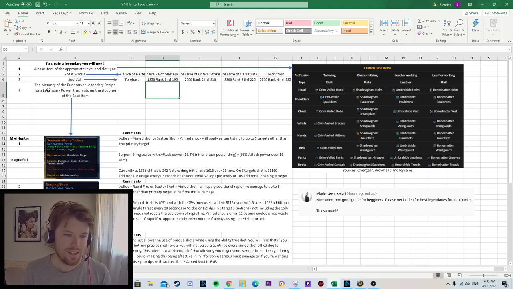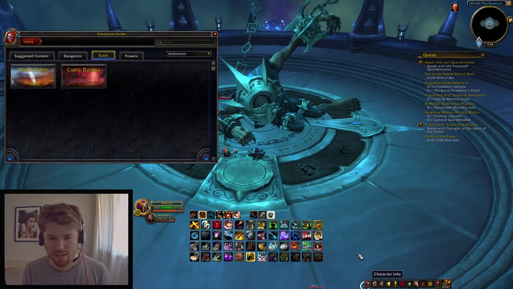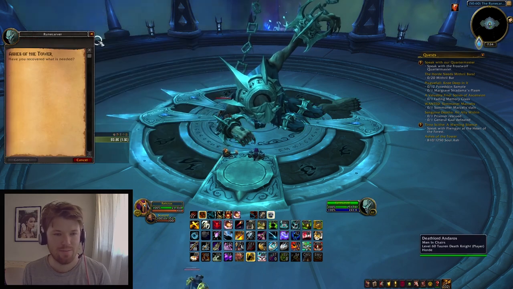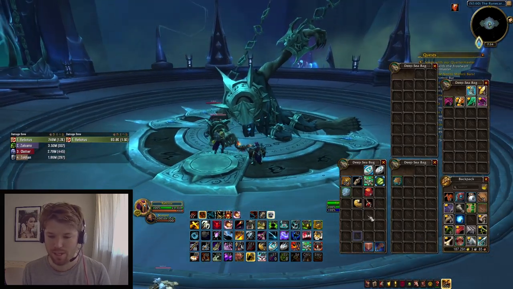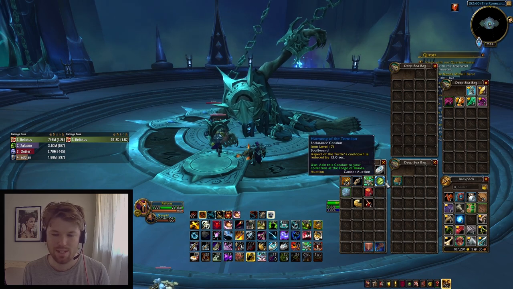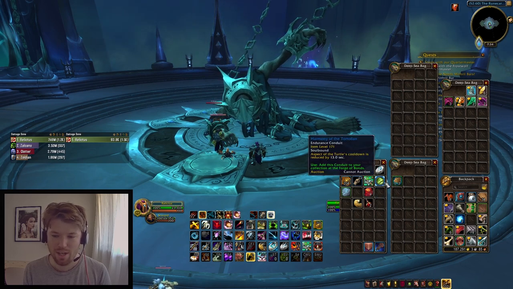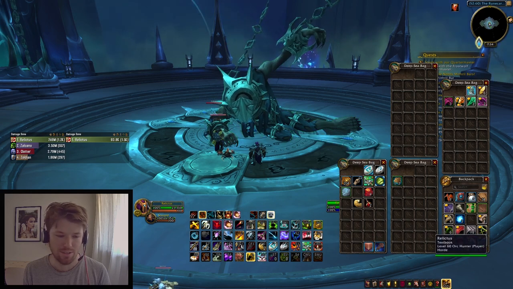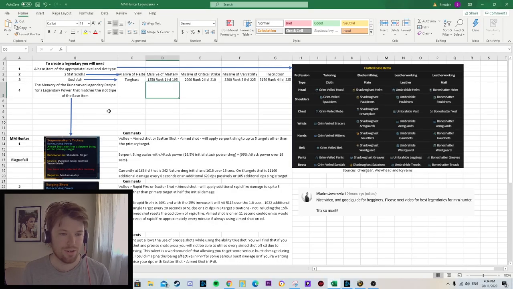And then from there, you need the memory of the rune carver legendary recipe for a legendary power that matches the slot type of the base item. In game, this is the rune carver here, and you will bring, for example, this isn't a legendary, this is a conduit, but you would right click it when you're near the rune carver, and you'll then learn that legendary spell. With that, you're then able to combine these four things together to make your legendary item at the appropriate item level, depending on how much soul ash you have.